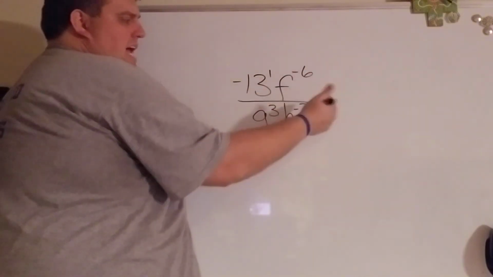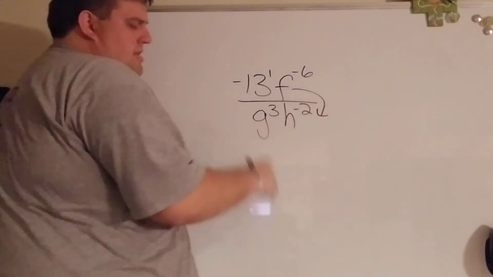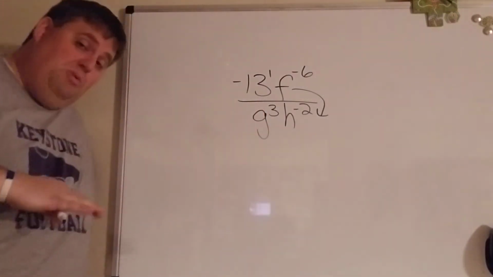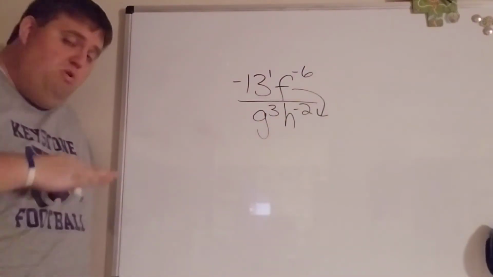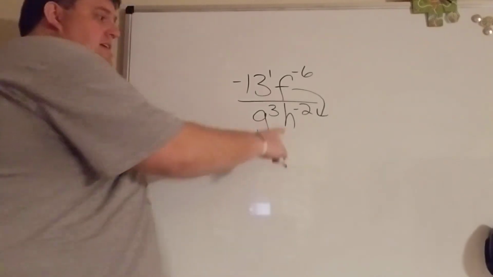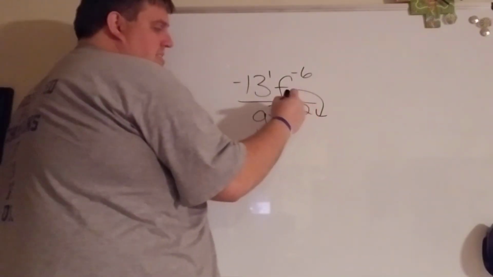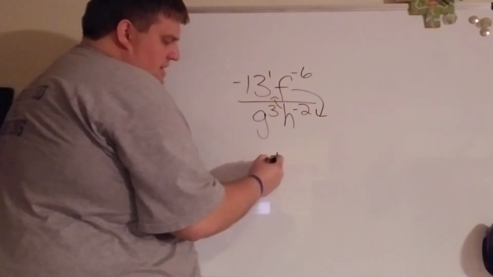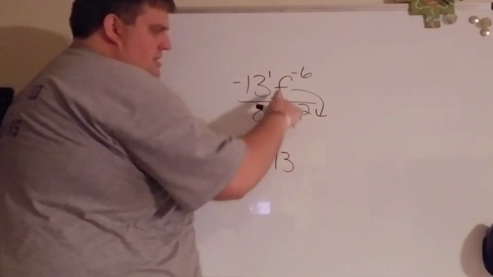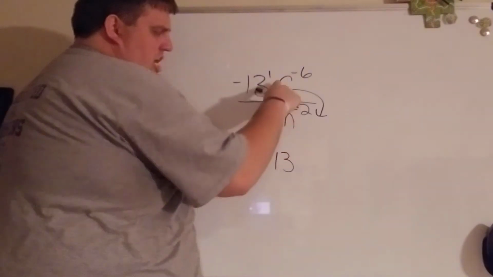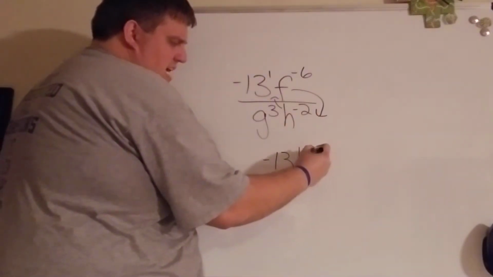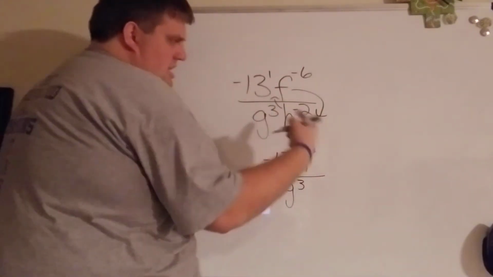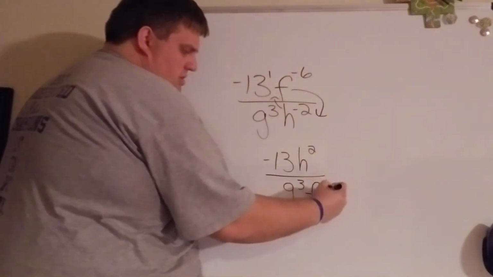F, however, has a negative, so it's got to move to the bottom. G is on the bottom, and it has a positive, so we're going to leave it alone. We don't move it unless it's a negative. H has a negative. It's got to move to the top. So my final answer here when I simplify this is going to be negative 13. H had to move to the top, so it's going to be H to the second. G stayed on the bottom. And F moved down here with G.